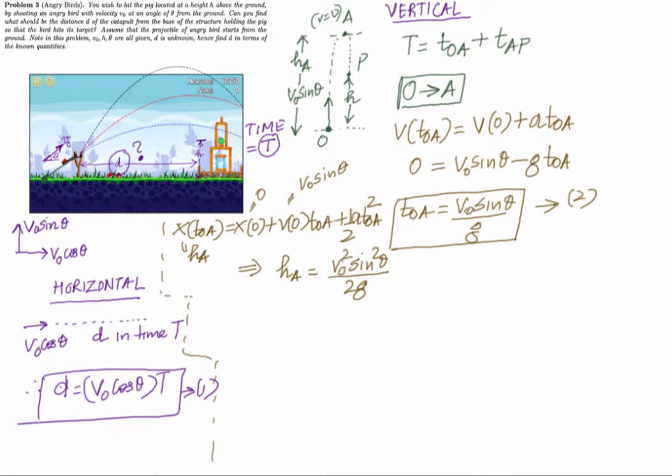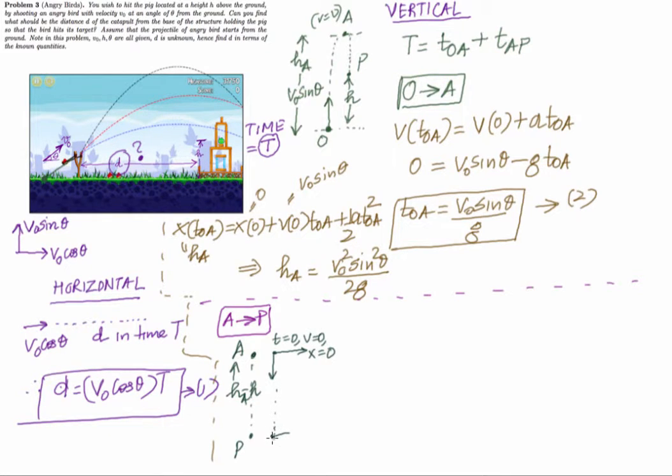Now let's consider the motion from A to P. To consider this motion, from the highest point till P, the distance is HA minus h, and we can consider the motion to start here at time t equal to 0, the initial velocity is 0, and the initial x is also 0, and it continues until time t equal to TAP.